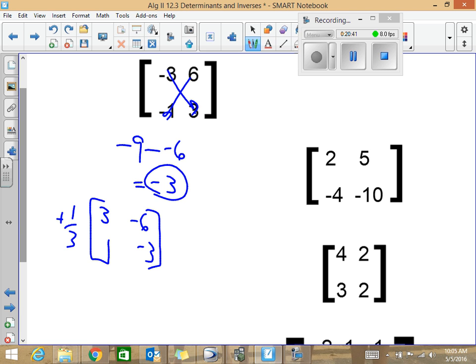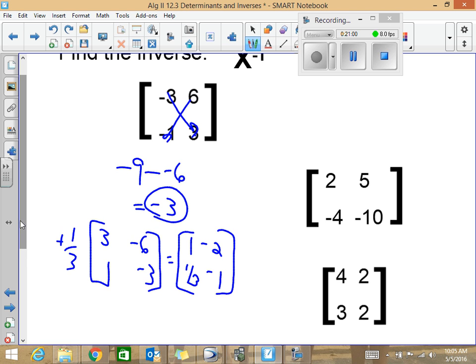Now if I multiply through by that, I get 1, -2, 1/3, and -1. So by going through all that, I have found the inverse of this matrix. That means if I multiply this times this, I get the identity matrix.